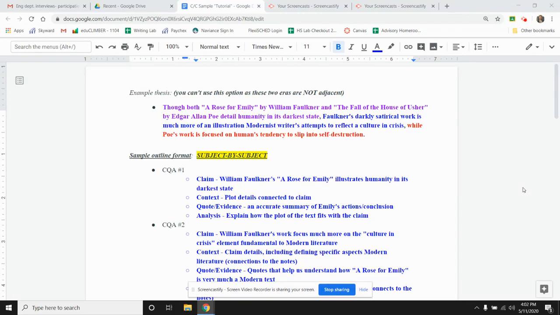Hey everybody. Today I'm going to talk to you about comparison contrast writing. Particularly, I'm going to show two different styles of comparison contrast writing: subject by subject writing and point by point writing. You'll be tasked with choosing between these two different comparison contrast organizational formats.